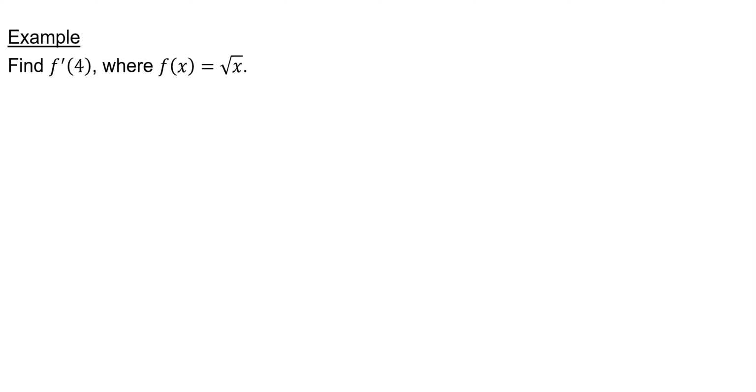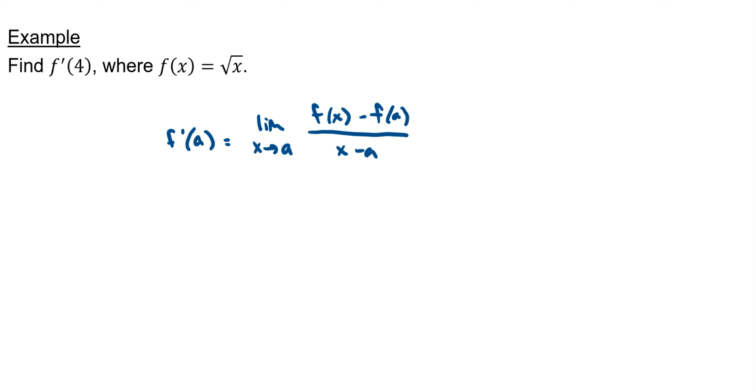So we're going to go ahead and just use that definition we talked about that was written above. f prime of a equals the limit as x approaches a of f of x minus f of a divided by x minus a. So notation is very, very important. Make sure you have everything written the way I have it written.